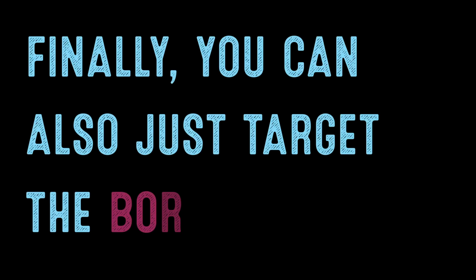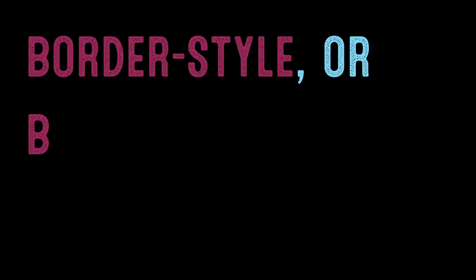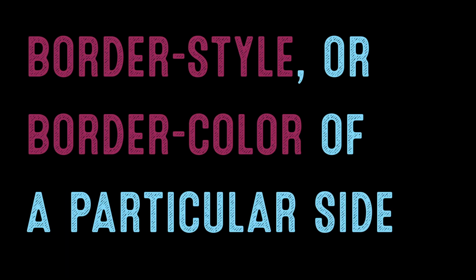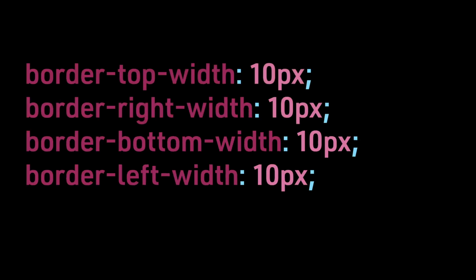Finally, you can also just target the border width, border style, or border color of a particular side of an element. In this case, you would write border-top-width: 10px, border-right-width: 10px, border-bottom-width: 10px, border-left-width: 10px.